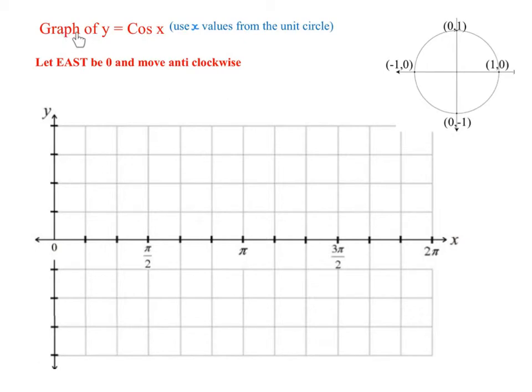Now we're going to graph y equals cos of x, but this time instead of 0 degrees, 90 degrees, 180 degrees and so on, we're going to use radians. So we're still going to have 0 in place of 0 degrees, but in place of 90 degrees we're going to have pi over 2, in place of 180 degrees we're going to have pi, in place of 270 degrees we're going to have 3 pi over 2, and in place of 360 degrees we're going to have 2 pi. So again, we're going to use the x values from the unit circle.